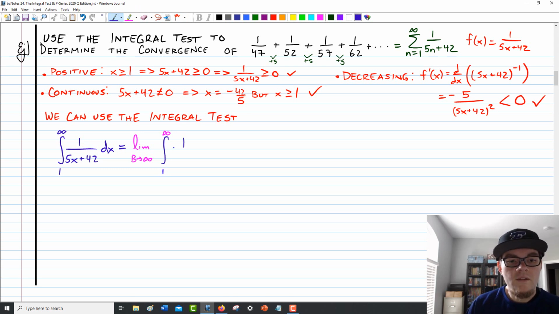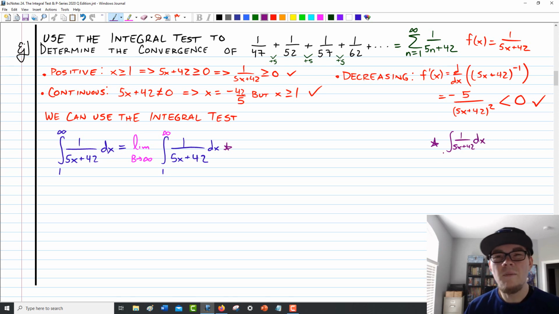And that's going to then be on the inside, 1 over 5x plus 42. Now before we go forward, I'm going to do this little trick. Oops, I forgot the dx. There, fix that problem. What I want to do here for a second is a little bit of a calculation off on the side. I want to figure out what's the integral of 1 over 5x plus 42 dx. Basically, I don't want to think about the limits of integration, just want to do the substitution work.